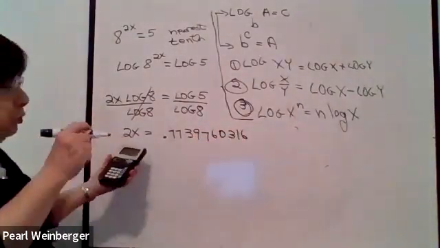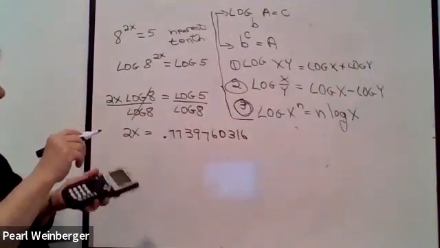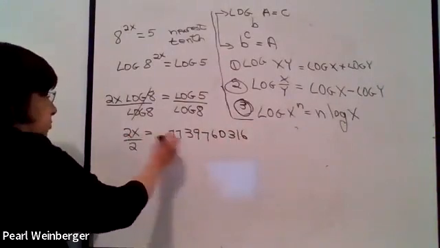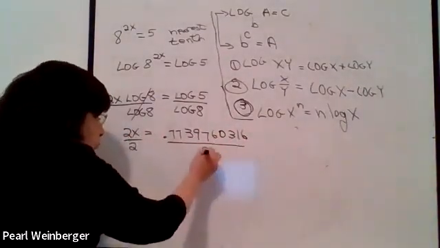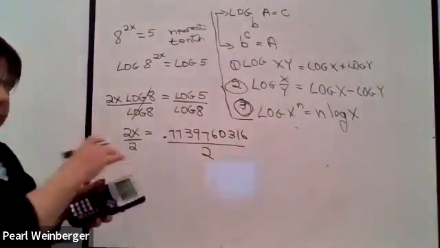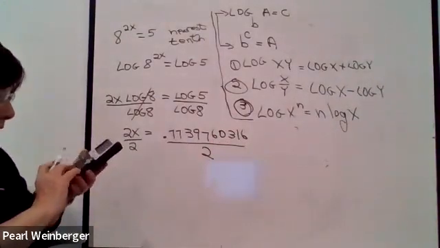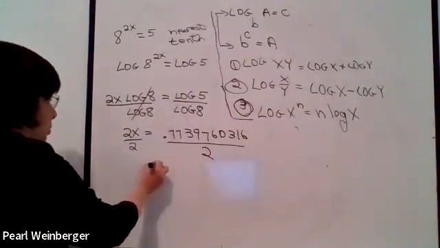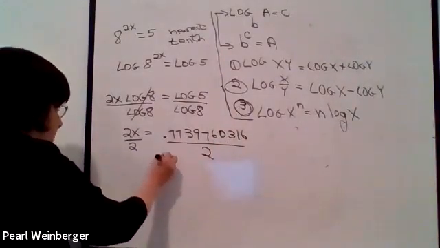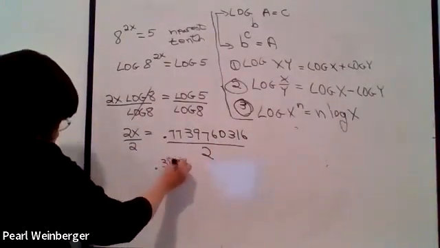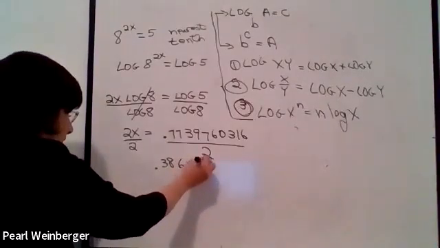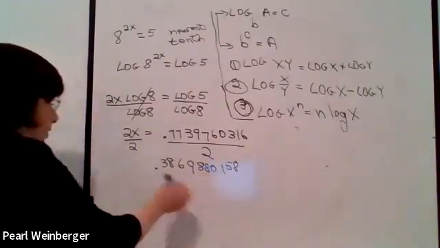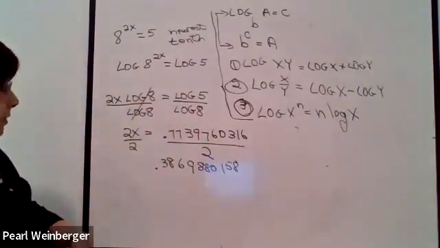But that's what 2x is, and I don't want what 2x is. I want what x is. So now I'm going to have to divide this whole thing by 2. So it's in my calculator. I'm just going to divide by 2, and it comes out to 0.3869880158. That's what I'm getting. I put the whole thing in.